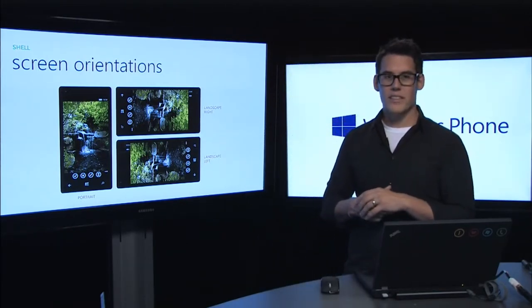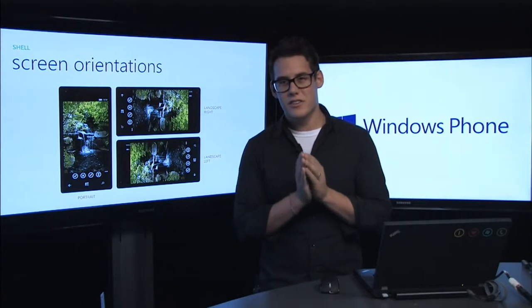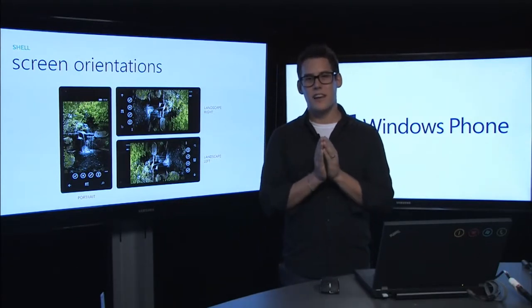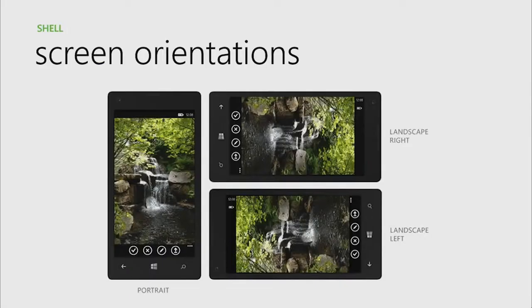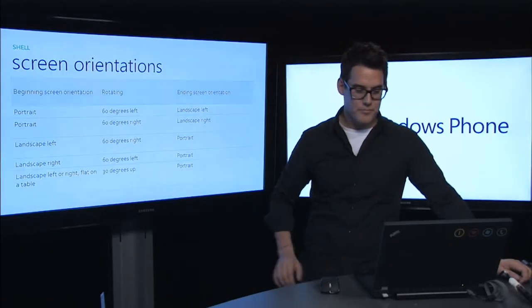One of the things you should think about when designing an application: if you're designing a page that has a system tray or an app bar at the top and bottom, when you go into landscape mode, that screen will be skinnier than if you did not have a system tray and an app bar at the top and the bottom. So the resolution or the width will change on your application.